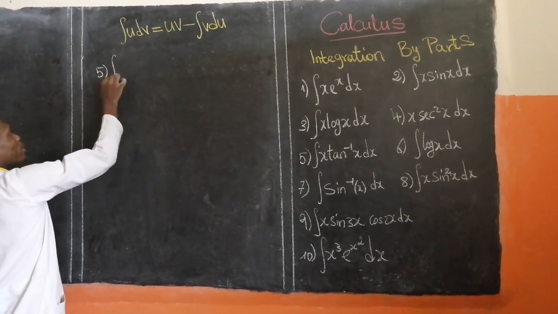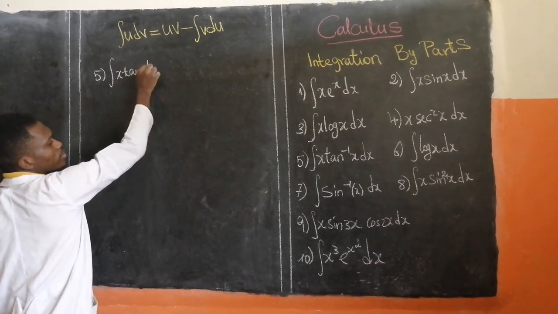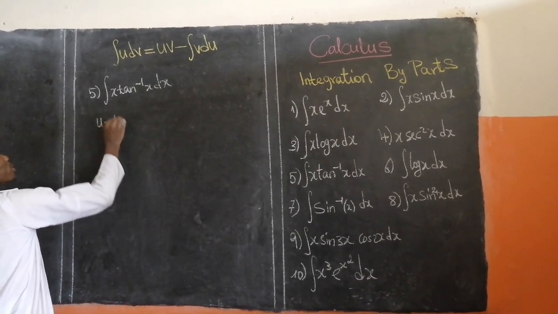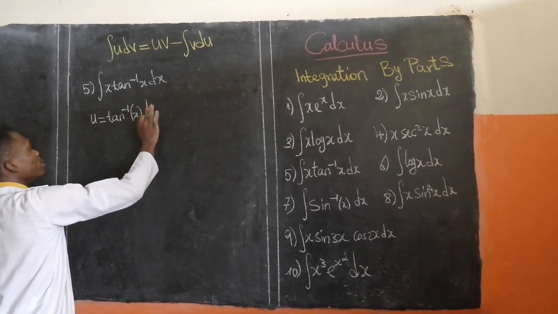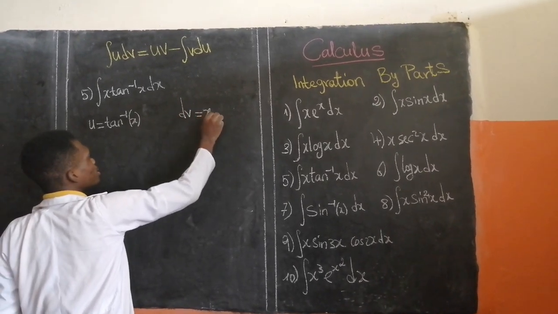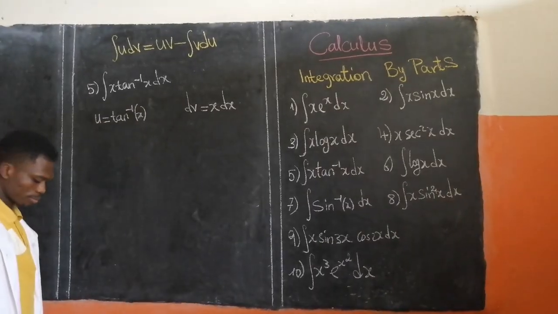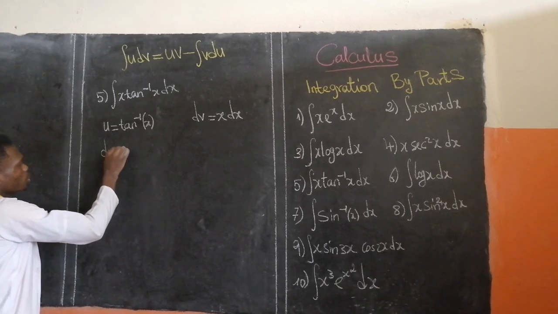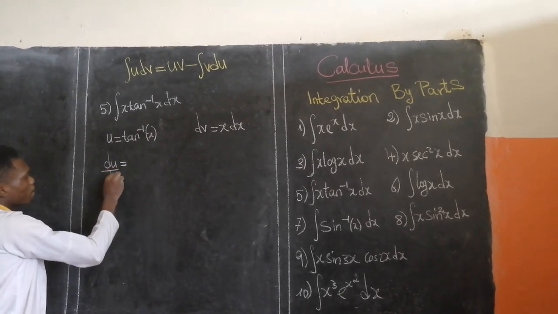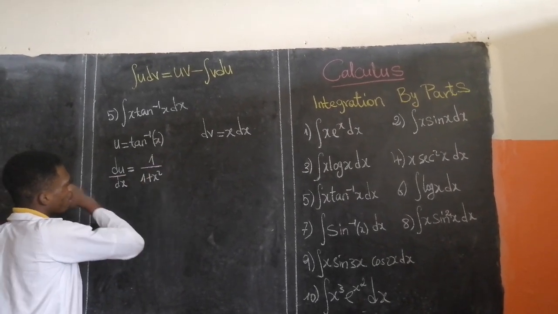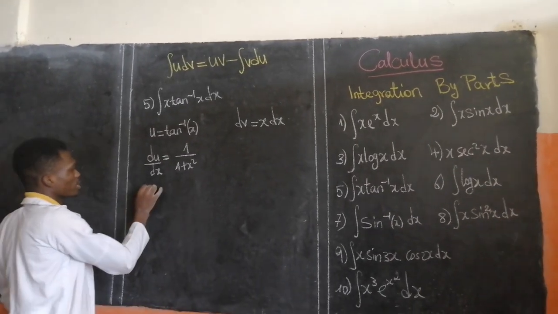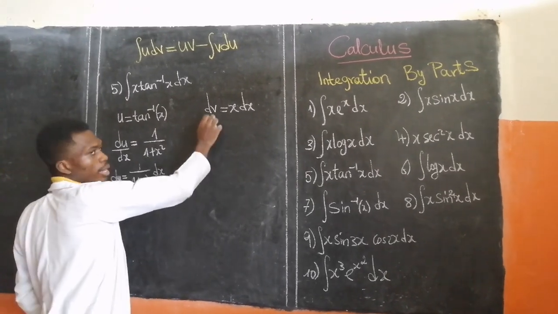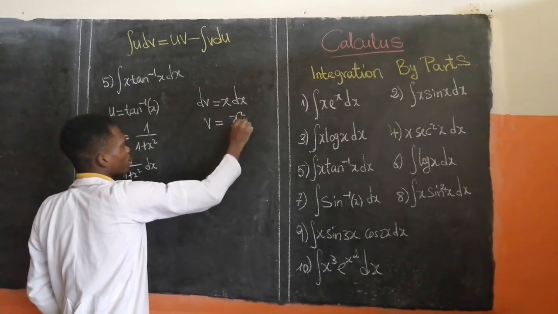Number 5 says the integral of x tan inverse of x dx. I'm going to let u equal tan inverse of x, so that dv will be x dx. Now I'm going to differentiate: du/dx is 1 over 1 plus x squared, which means that du is 1 over 1 plus x squared dx. Now I integrate and have that v is equal to x squared on 2.